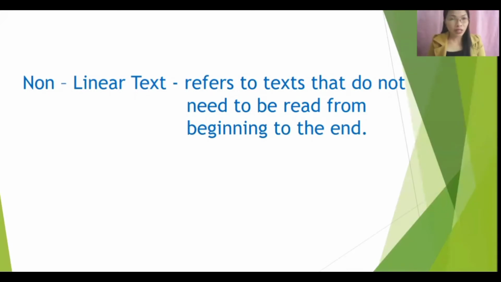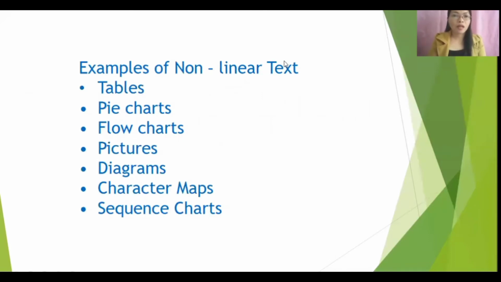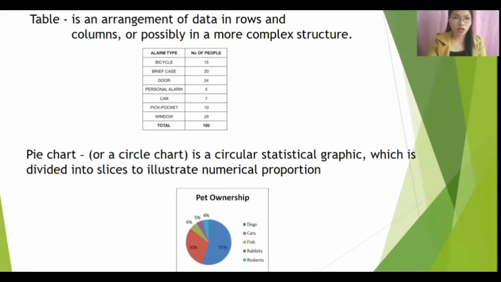And non-linear text has many reading paths, since it's the reader who will decide the sequence of reading and not the author of the text. Now, we will define each of the examples of non-linear text. Examples of non-linear text are tables, pie charts, flow charts, pictures, diagrams, character maps, and sequence charts.